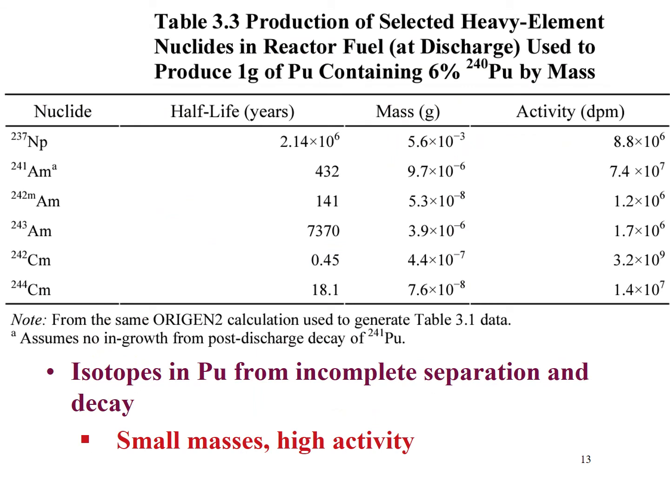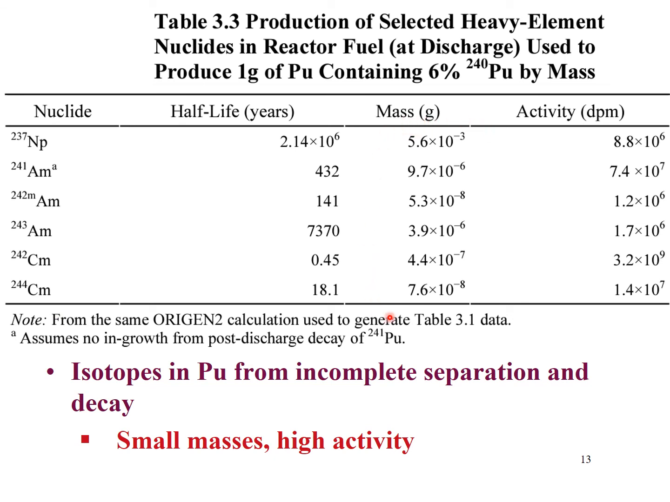Similar to what we discussed about the fission products, the transuranic isotopes can also be produced during the production of plutonium, and the materials can also provide signatures, as we've previously discussed. So as an example, if one produces 1 gram of plutonium that is 6% by mass plutonium-240, one can expect the isotopes of neptunium, americium, and curium to be present.